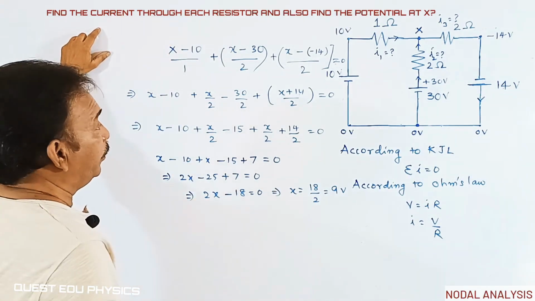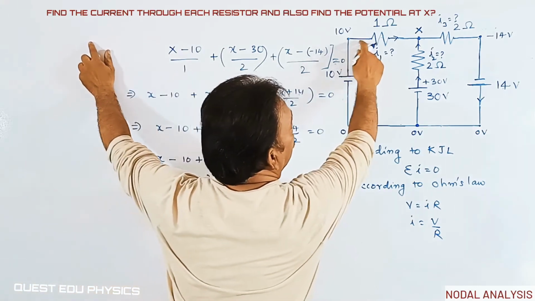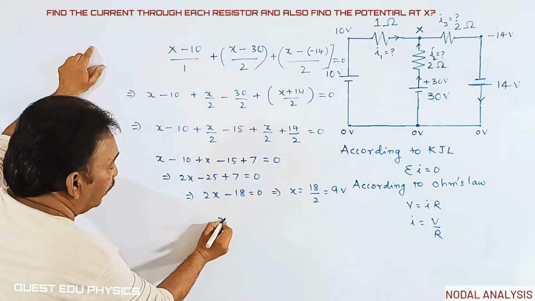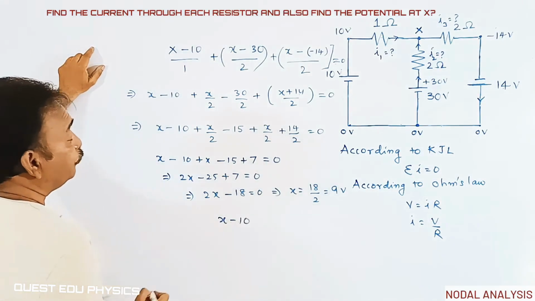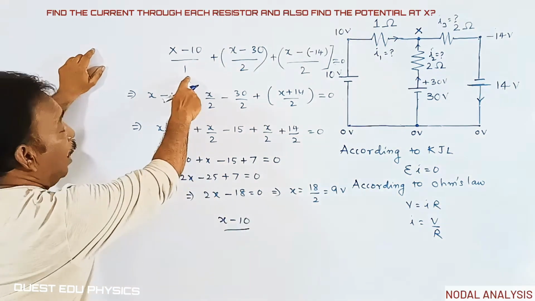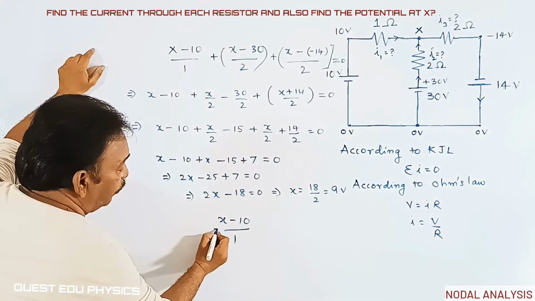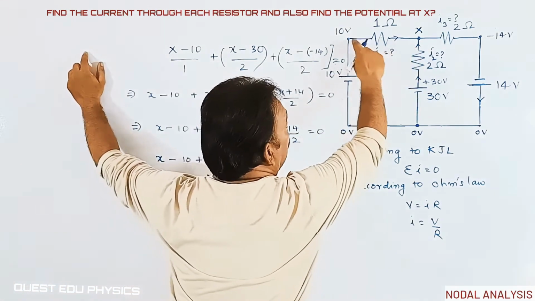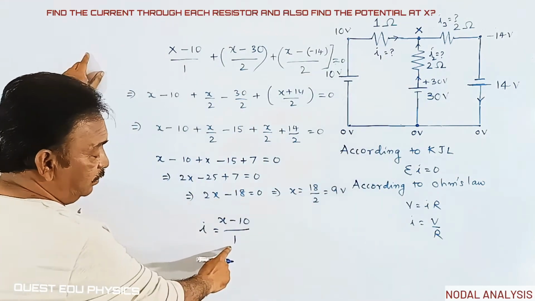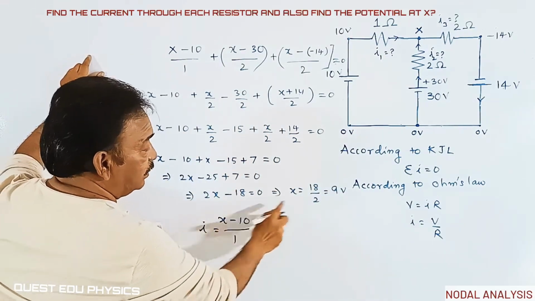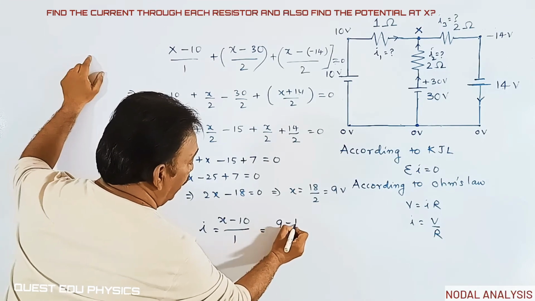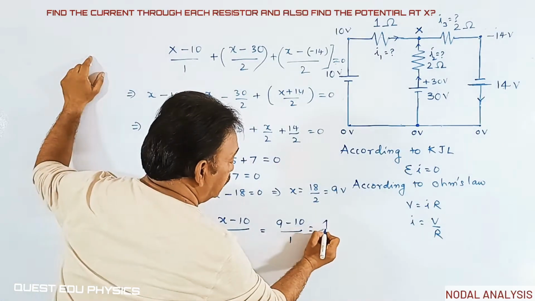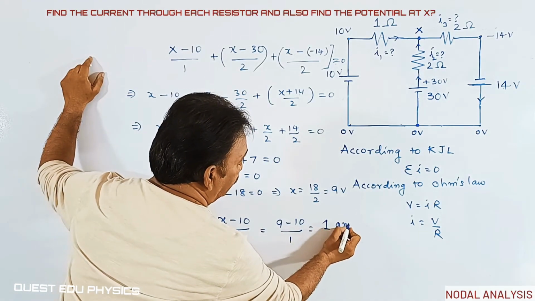I is equal to V by R. Okay, students, using the same approach, (x − 10) by R is equal to I1. The current I1 is the potential difference by resistance. Already we got x as 9, so (9 − 10) by 1. Okay, students, it is 1 amp.